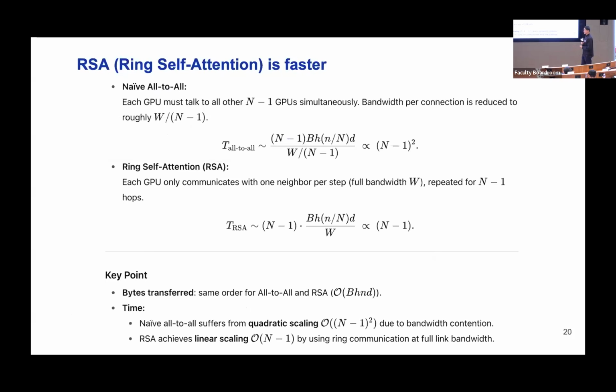And also for the communication cost, because as I mentioned, no bandwidth computation. Firstly, the naive all-to-all communication time is roughly n squared and big N squared. But for the ring self-attention, it is just order of n, right? It's much lower, right? That's why it's much faster.